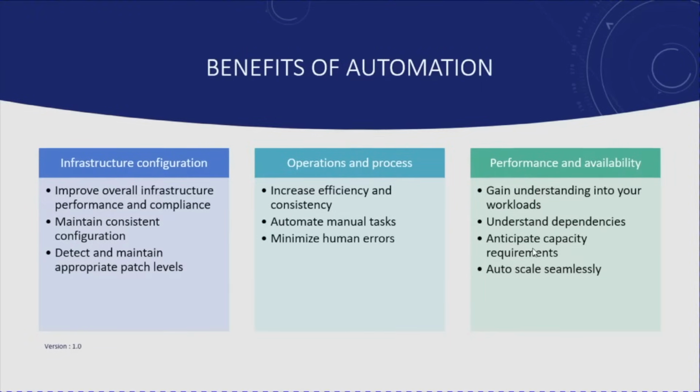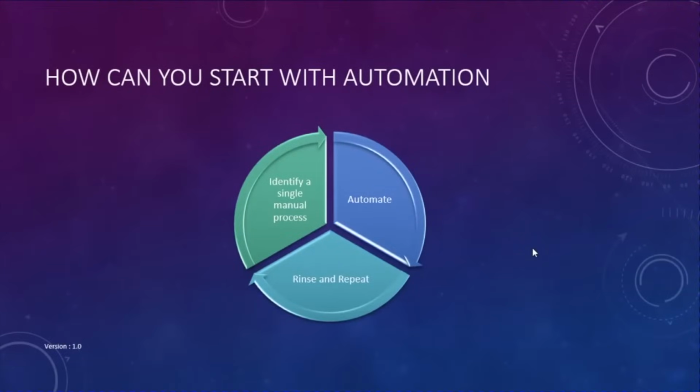Now, all this is well and good, but how can you start with automation? Well, it's very easy. All you have to do is identify a single manual process in your organization that is very easy to automate. Once you've identified that single manual process, for example, let's say restarting servers, you then automate that single process by using automation tools like Ansible.